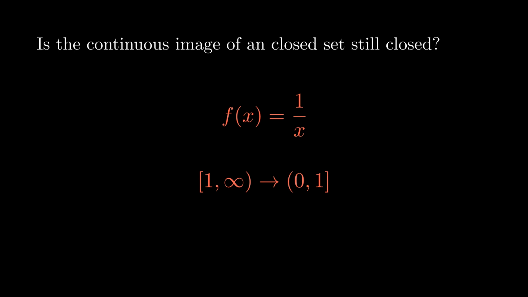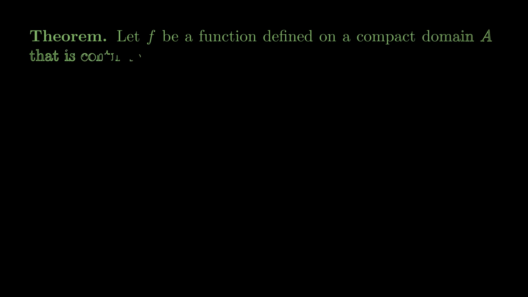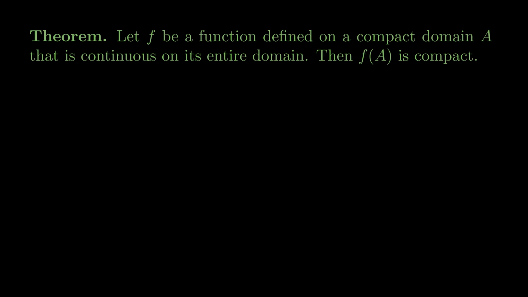Although the fact that I needed to take a set that was headed off toward infinity to construct a counterexample is suggestive of the fact that maybe this will be true with compact sets, because a set being compact is equivalent to being closed and bounded, so we couldn't use the same counterexample. Let's state this as a theorem. Let f be a function defined on a compact domain A that's continuous on its entire domain. Then the image f of A is compact.